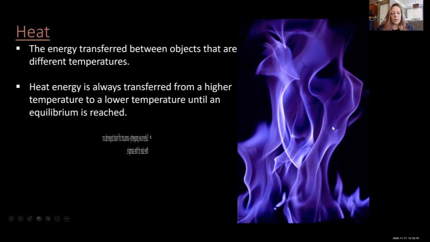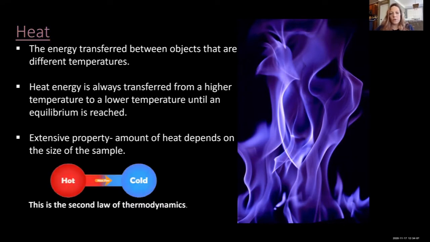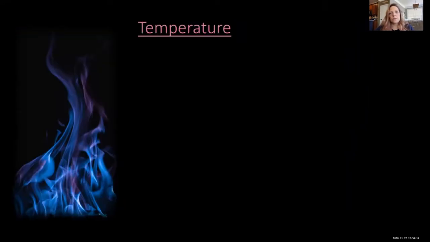Heat is considered an extensive property, and what that means is the amount of heat depends on the size of the sample. Whereas temperature, we're going to find that's not necessarily the case. So if you had a tiny little candle versus a bonfire, one of them is going to give off more heat than the other, which makes it an extensive property. And heat is always moving from hot to cold. As you'll remember, especially those of you who were with us last year, that is the second law of thermodynamics.